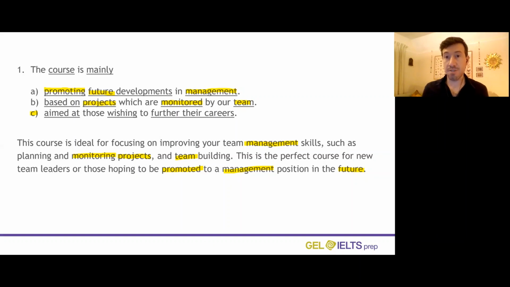So let's look at the correct answer now. So it says it's aimed at, which you could say this course is ideal for, aimed at people focusing on improving your team skills, such as planning and monitoring. This is the perfect course, so again, ideal for or aimed at. New team leaders, or those wishing to, hoping to, same meaning. Further their careers and be promoted to a management position, they have the same meaning as well.